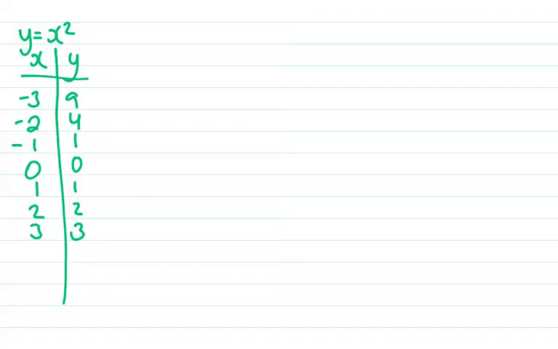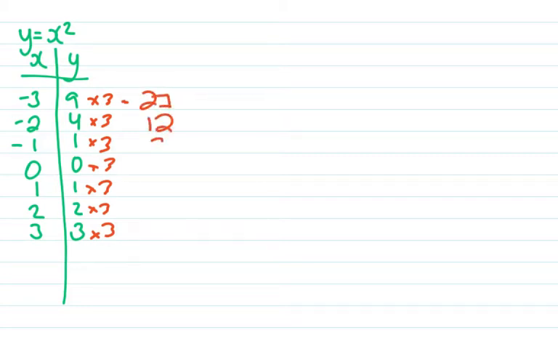So that's the parent function. Now if I go back, and next I do a vertical stretch of 3. So that means I'm going to multiply each number in the y column by 3. So I get 27, 12, 3, 0, 3. Oops, this should be 4 and 9. 12 and 27.